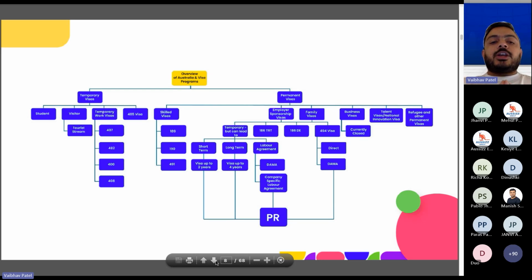The other one is a temporary work visa. In this one, there are multiple visas like subclass 407, which is generally sponsored by an employer in Australia. Subclass 482 is also sponsored by an employer in Australia for your particular skills. Subclass 400 is a short-term temporary work visa that is generally used by businesses to complete short-term projects, maybe some highly specialized work. Subclass 408 visa has multiple streams in it, but generally, let's say an artist coming to perform in Australia or a religious worker coming to Australia to complete their projects in terms of religious work, they generally use subclass 408.